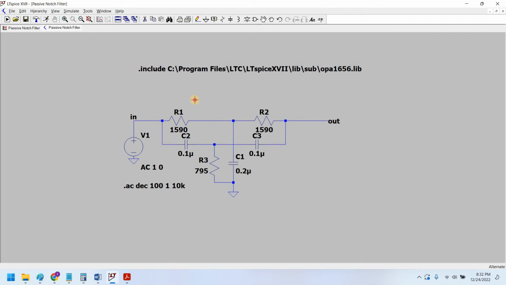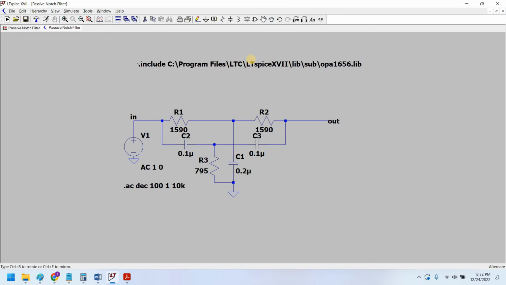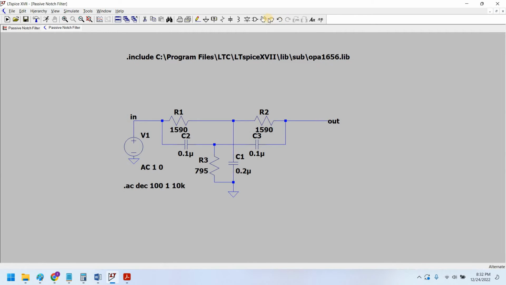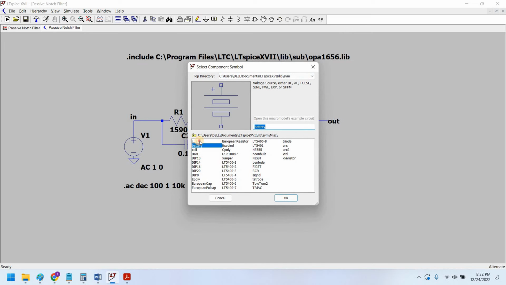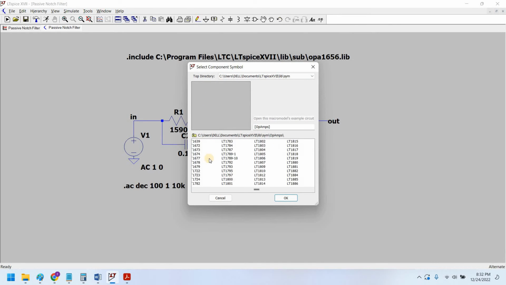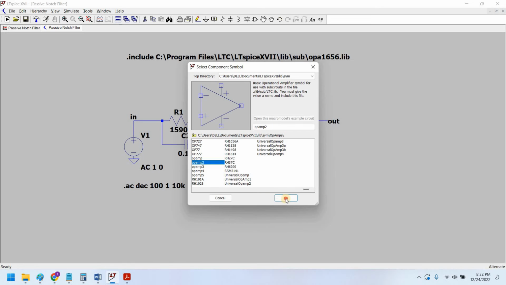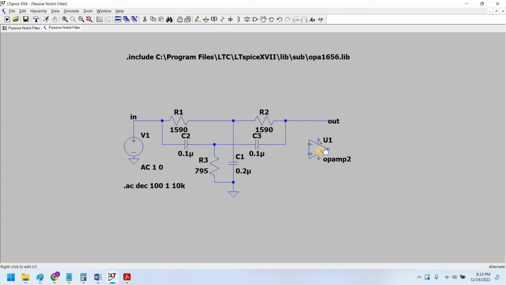I would include the SPICE directive of OPA1656. As we all know, OPA1656 is a dual op-amp and is very perfect for audio filter circuits. So I would use an op-amp model from here. I would use op-amp2, because op-amp2 has the option to include the SPICE model from your computer directory. I have this directory path which I had already copied from my computer.